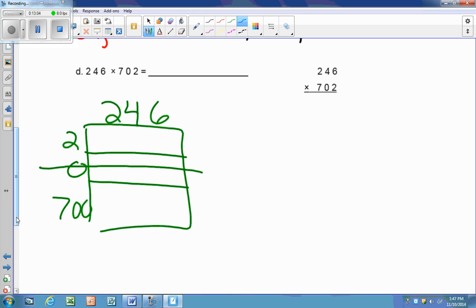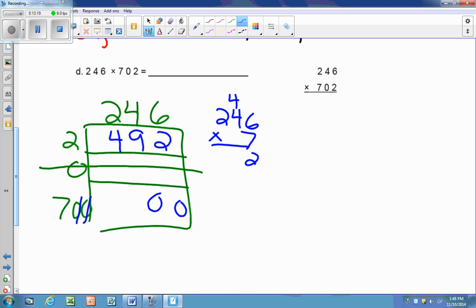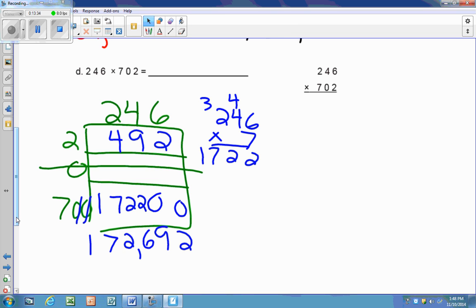So I do 246 times 2. I don't worry about the 0. I put in my 2 zeros. I do 246 times 7 on the side. And I fill it in. And now I add it up. And I get 172,692. And I go and I do my standard algorithm on the side.